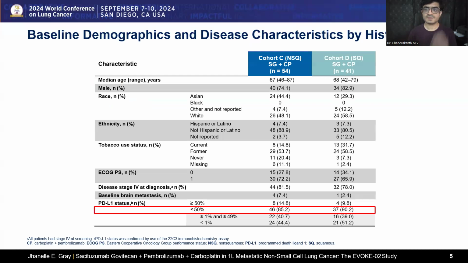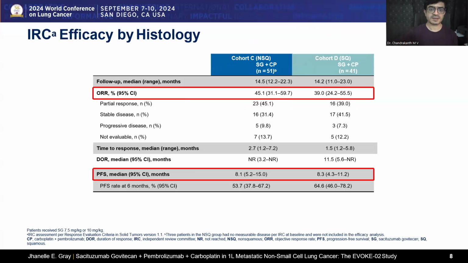Right. If you come to the demographics, the only thing that you have to notice is the PD-L1 expression of less than 50% is seen in 85% and 90% of patients. The reason is those who are more than 50 went on to Evoke 3. That's the probable reason which I can think of. Now, the response rate is around 40% and the PFS is around 8 months.